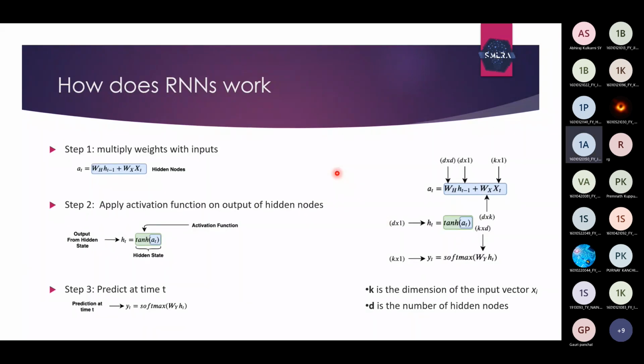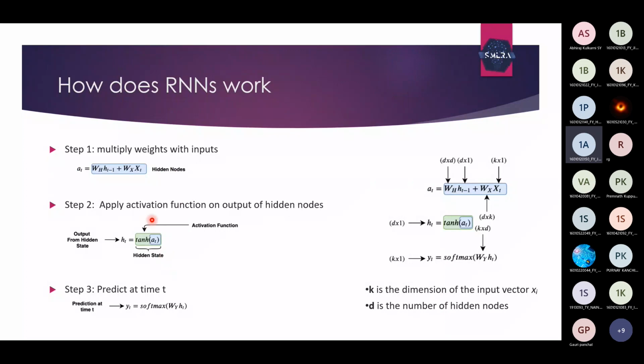So how does an RNN work? What exactly do we do? As I mentioned, multiply WH, the weight matrix of the hidden state, with h(t-1), and multiply the input with its respective matrix, and add them, say it's a_t. So this is what happens in the hidden nodes.